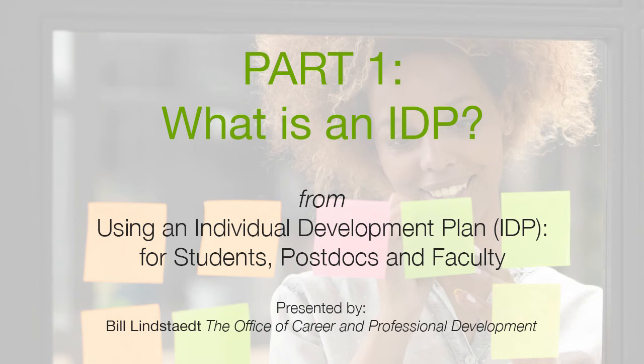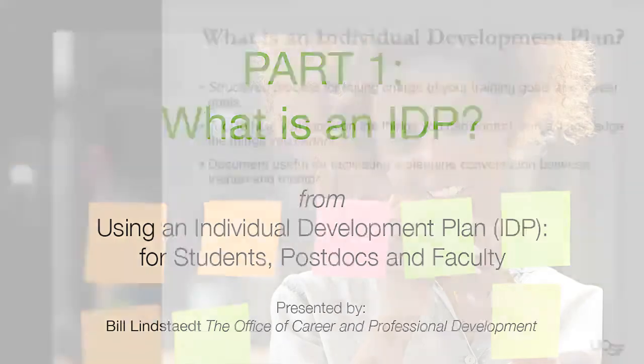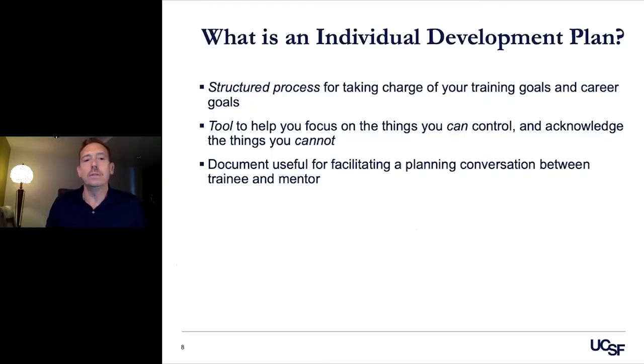An individual development plan is simply a structured process for taking charge of your training goals and career goals. It's a tool to help you focus on the things you can control and acknowledge the things that you cannot, and say, here's some things I can't work on now. I'm going to have to put those aside and make a conscious effort to come back to them later when I'm ready. It's a document that's useful for facilitating a planning conversation between the trainee and the mentor.